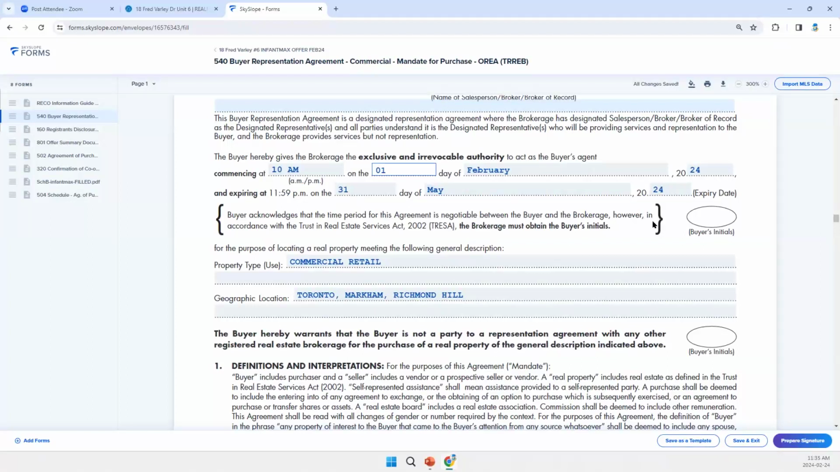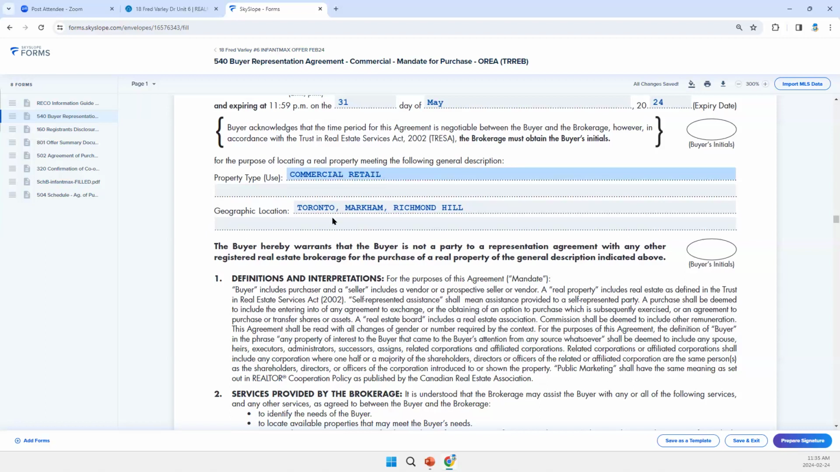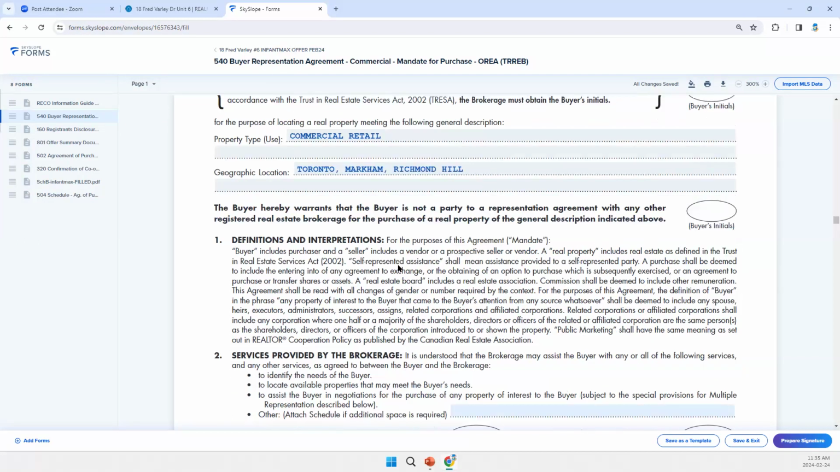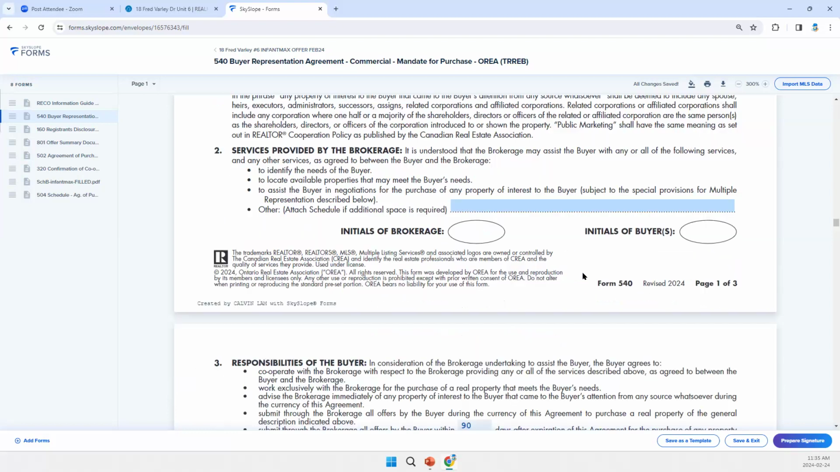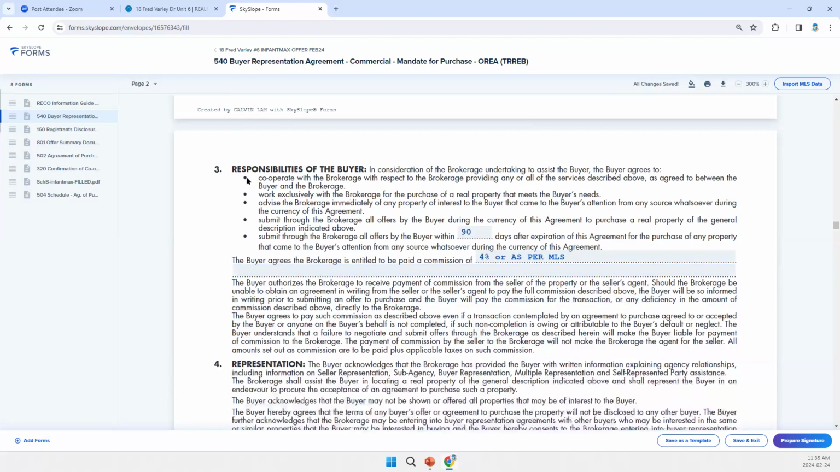So 3 or 4 months. Okay. And then for property use, commercial retail, the location, we'll say Toronto market, Richmond Hill, and the deal is in market, right? So this one is okay. Service provided: if you don't have any specific service asked by your client, you don't put it here. And next one, this is like a holdover day.